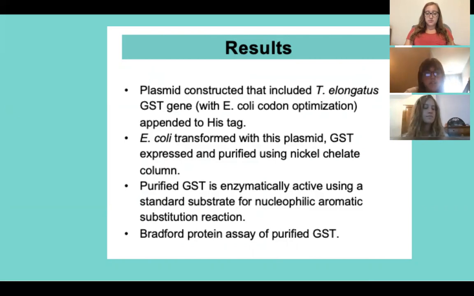Once we got our purified GST, we learned that it was enzymatically active using a standard substrate for nucleophilic aromatic substitution reaction. We learned that by doing an enzyme assay, and then we were also able to do a Bradford protein assay of the purified GST.